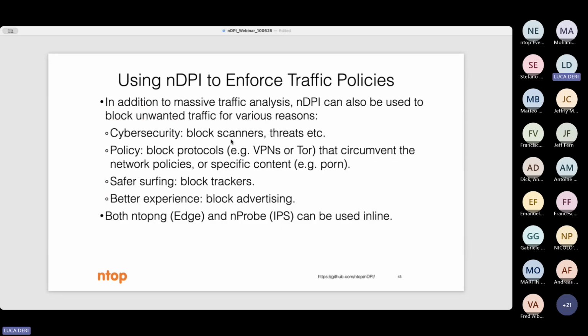nDPI can be used not only to monitor traffic, because this was the initial need, but also to enforce traffic policies. A typical example is that you want to block scanners, I've shown you an example before, or you want to block specific protocols, or you want to block trackers. For whatever reason you want to say, okay, this protocol can flow, this protocol cannot flow because this is not a business protocol, for instance. And therefore, we need to be able to combine this with blocking.